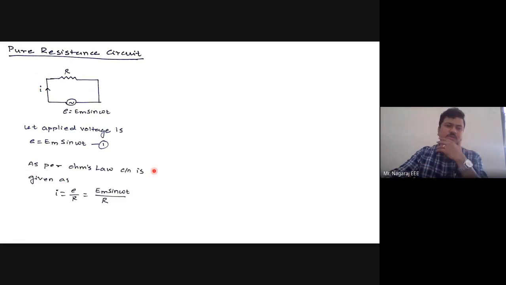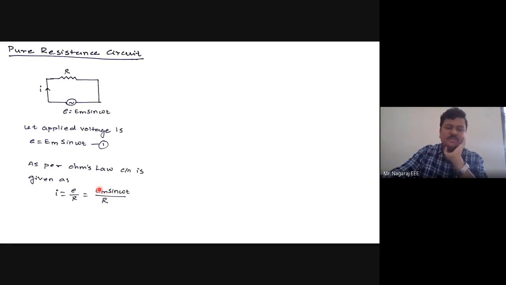As per Ohm's law, the current can be written as I equal to E by R. Very simple. And I know what E is: E is Em sin omega t. So what will be my current? Current I will be equal to Em sin omega t divided by the resistance R, or I can write this as Em by R.